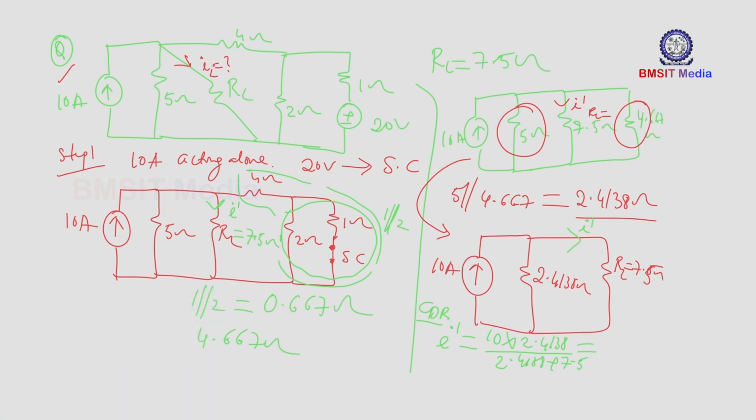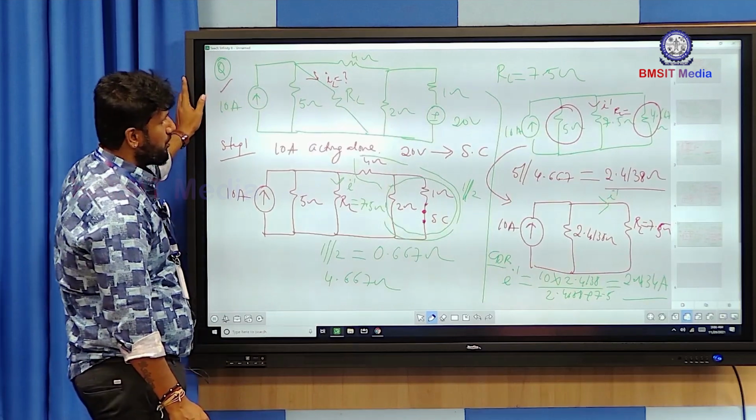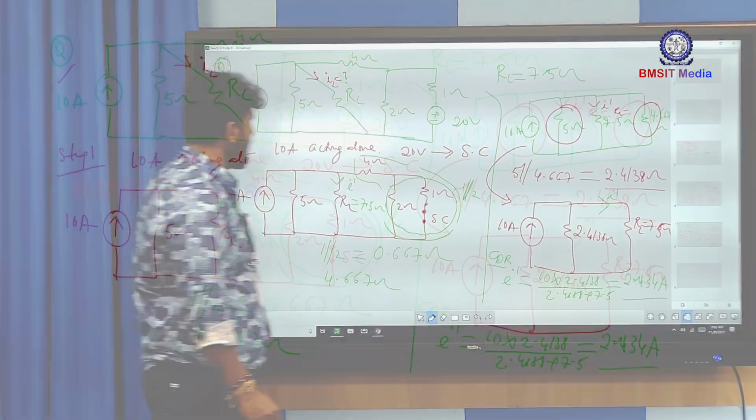So, you got the answer: 2.434 amperes, the value of I dash when the 10 ampere current source is acting alone. Now step 2, the 20 volt source acting alone. So, what is the resultant network?